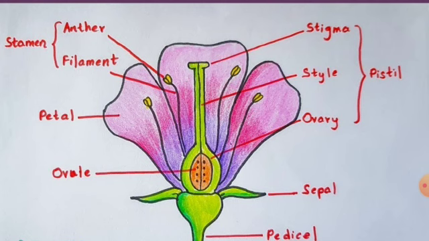Children, today we have discussed different parts of the flower. In the online class tomorrow, I request you to keep one more flower with you so that we can quickly revise with that flower and you can clear your doubts.